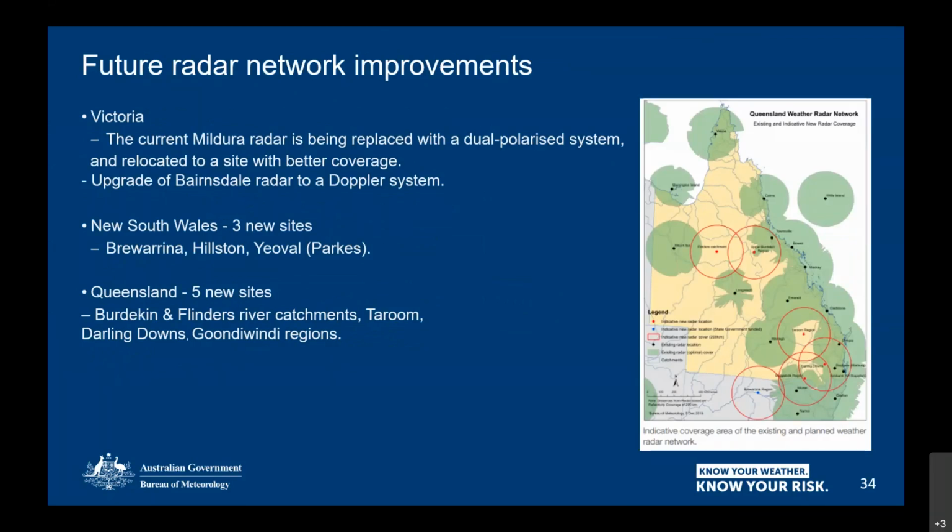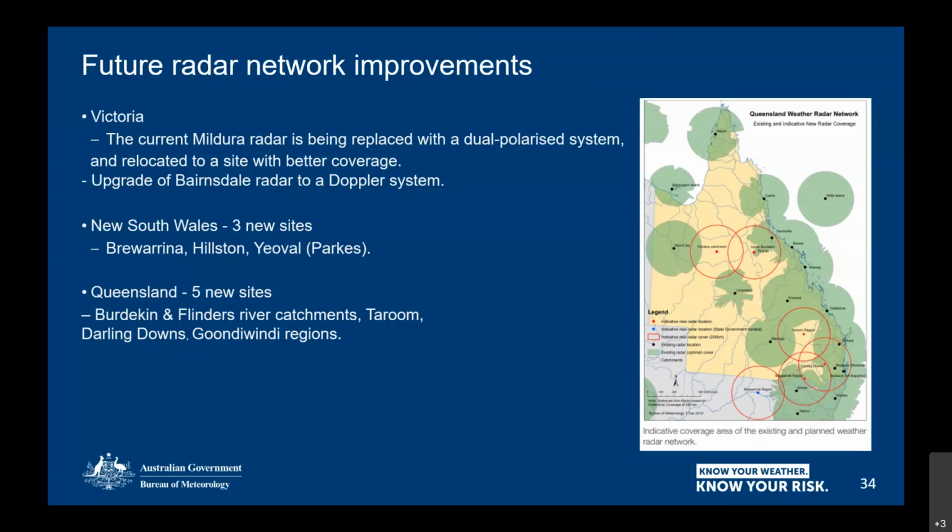So as I said, we're always improving our radar network. We have a number of radar sites coming up over the next few years. In Victoria, as I said, we just recently commissioned the Rainbow radar out in the Wimmera. Mildura will also, by the end of the year, be upgraded to the dual pole digital Doppler radar at a new site away from the airport.